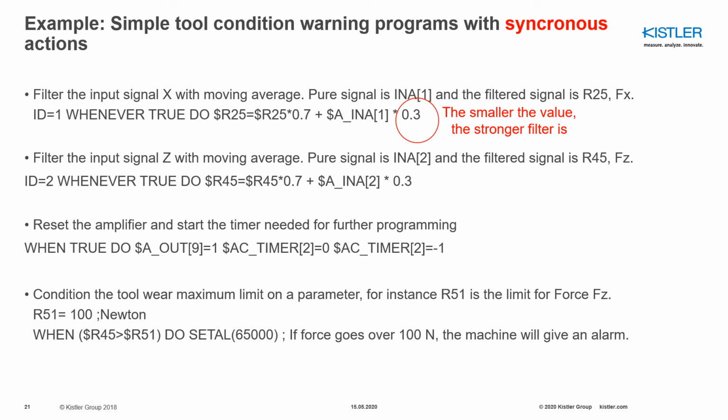So then let us make a very simple tool condition monitoring. As you can see here, we assign R51 a limit which is 100 Newton, and we tell the machine that once the force value in Fz direction goes over 100, give an alarm, and the machine will do that. So we build a very simple condition monitoring and tool wear alarm with the force signals.